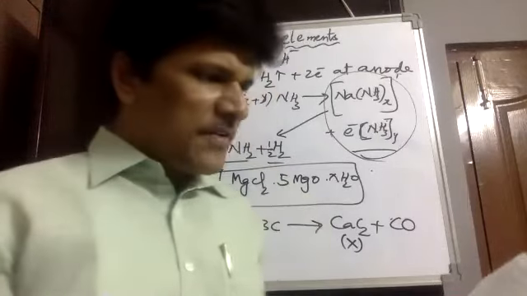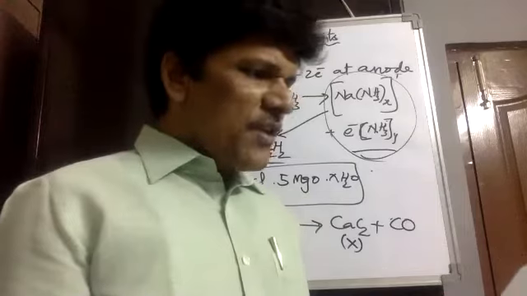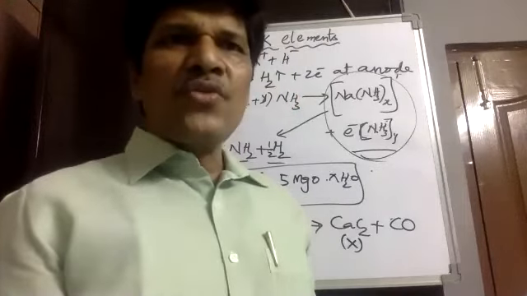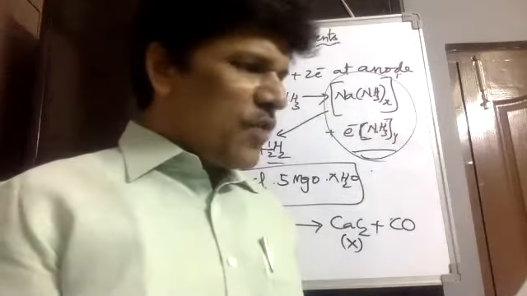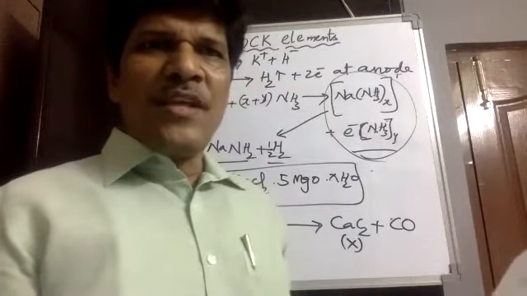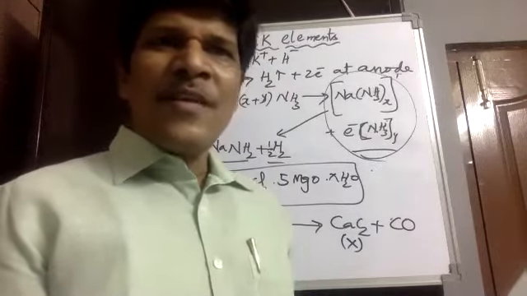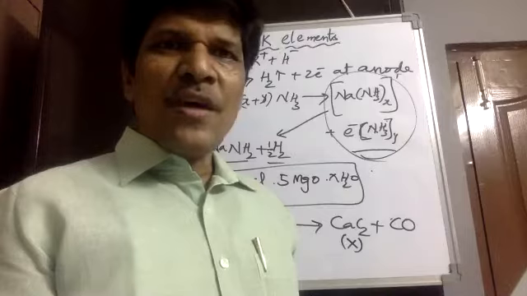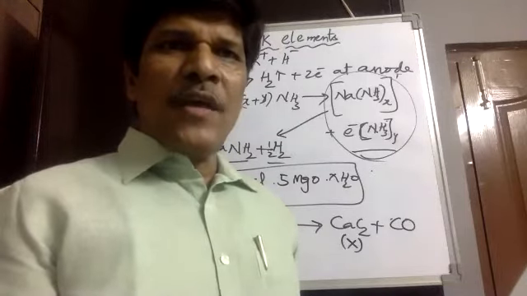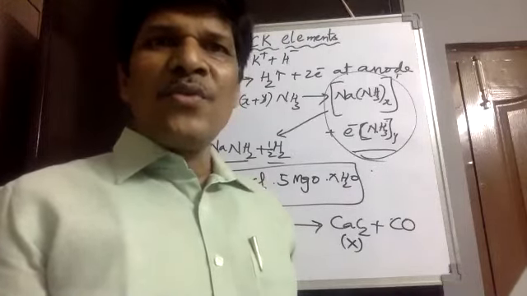Then 28. Soda ash is also called sodium carbonate, that is Na2CO3. If it has 10H2O, then it is converted into washing soda. Washing soda, when exposed to air, is slowly converted into soda ash.